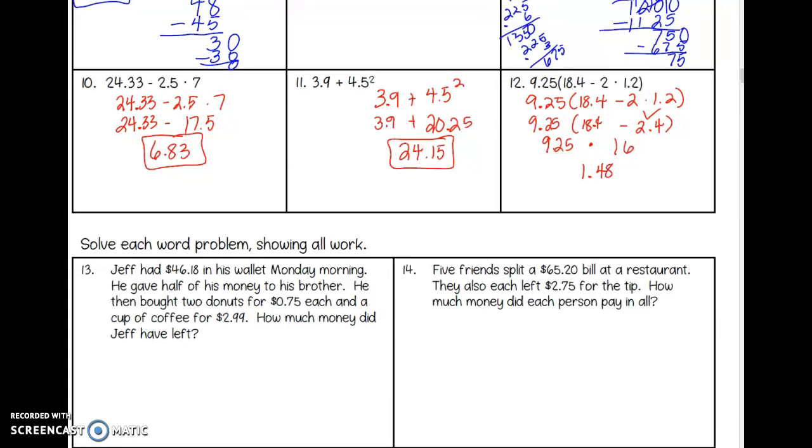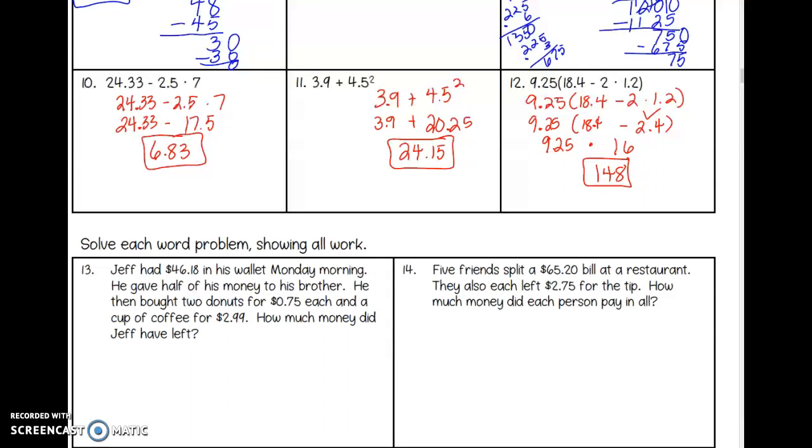It's correct. 1.48 is not the correct answer. It's 148. 9.25 times 16 is not 1.48. It's 148. Yeah, that's what I got. I was really confused. I was like, wait. Then Trevor said, box your answer.